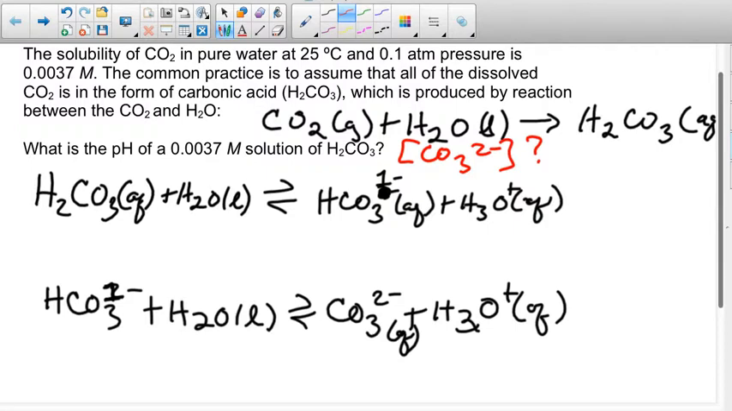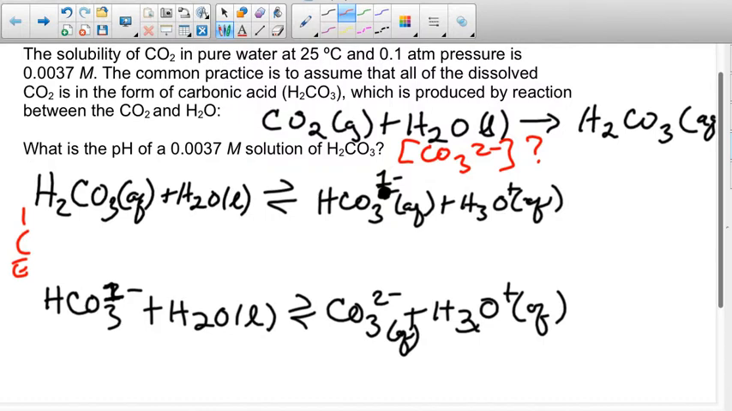So what do I need to set up here? Oh, I just need an ICE table, right? Just a little ICE table? Because I'm going to do this first ICE table, I'm going to calculate the concentration of this and the concentration of the hydronium, right? The hydrogen carbonate ion and the hydronium.